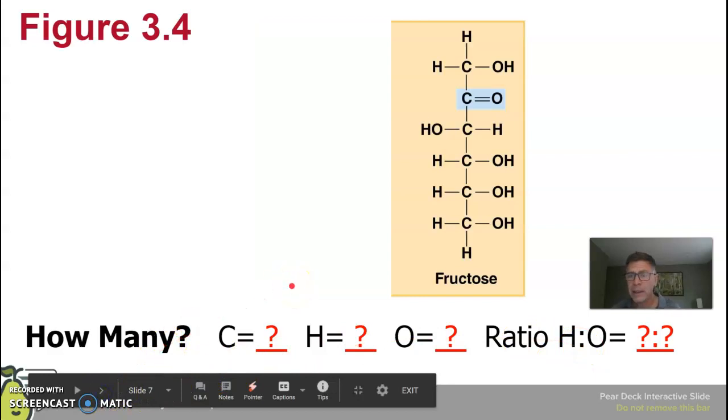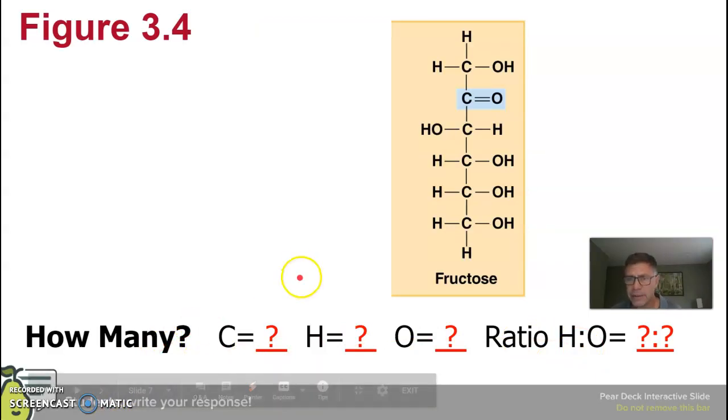Here's another, and again, you can check it out and see there's going to be 6 carbons, 12 hydrogens, and 6 oxygens. You'll notice that this is an isomer. This is the same chemical formula, but a different layout of the atoms will make for a different molecule, a different sugar.